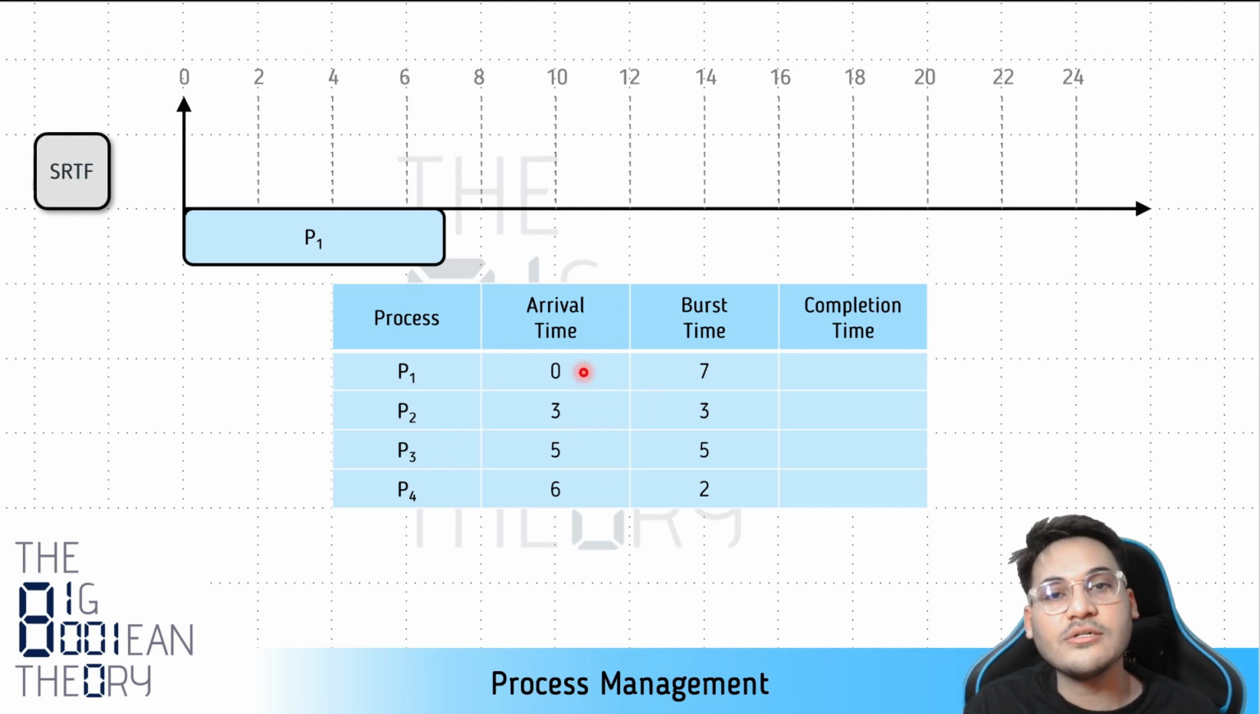So at t is equal to 0, since there is only one process, the choice is very simple, right? The only process that can run on the CPU is P1. There is no decision as such to be made, right? So P1 will be allowed to run on the CPU till when, right?